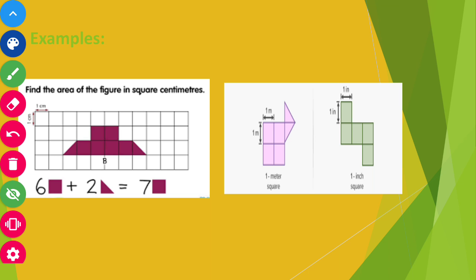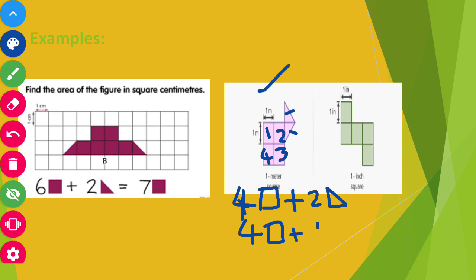Then coming to the next example, see here. In this figure, how many squares are there? What is the area of this figure? Let's find. 1, 2, 3, 4. So 4 are the exact squares, plus how many half squares are there? 1, 2. 2 half squares will make 1 square, isn't it? So 4 squares plus 1 square is equal to 5 squares.